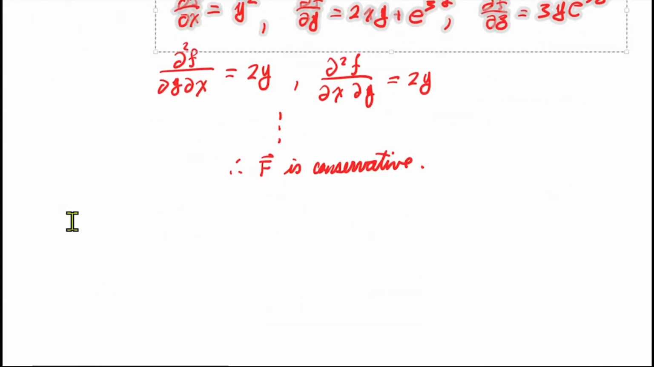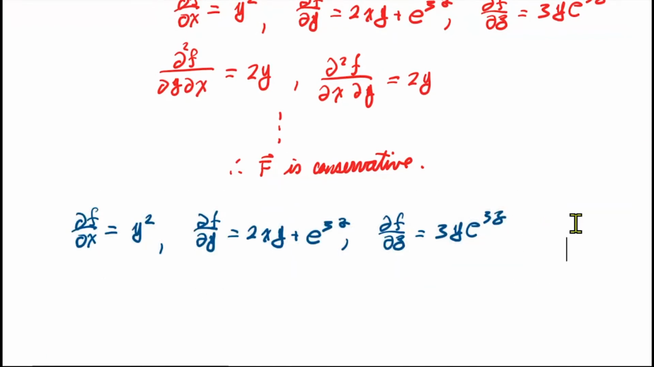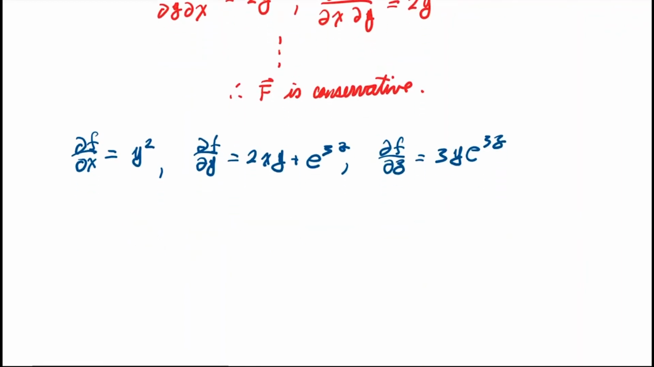So let's go out and find this f. Okay, I'm going to change the color. I'm going to take an antiderivative of this thing with respect to x, because that's a derivative with respect to x, so I'm going to integrate. So f of x, y, z should be x times y squared plus constant. Are we good?